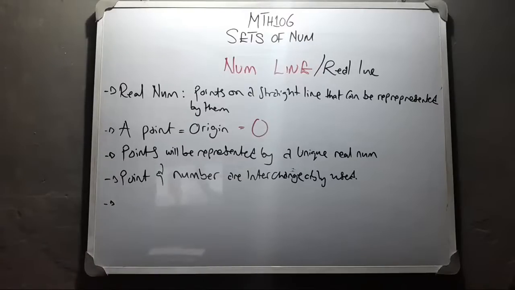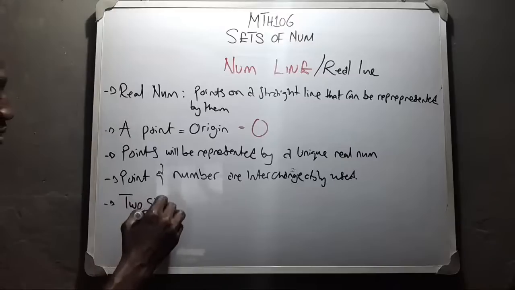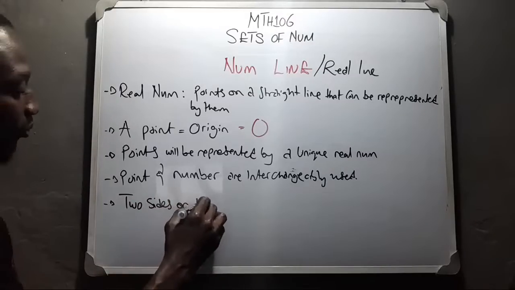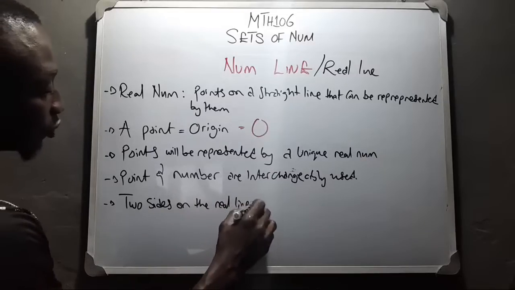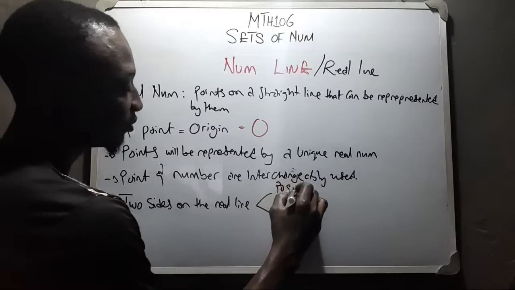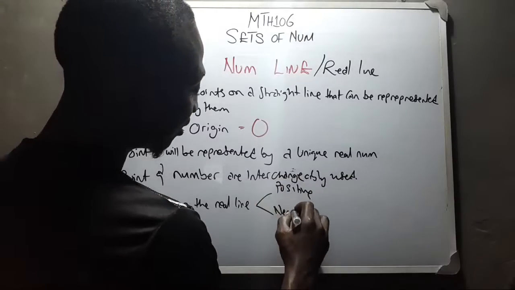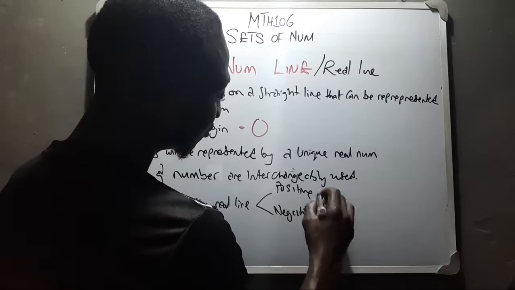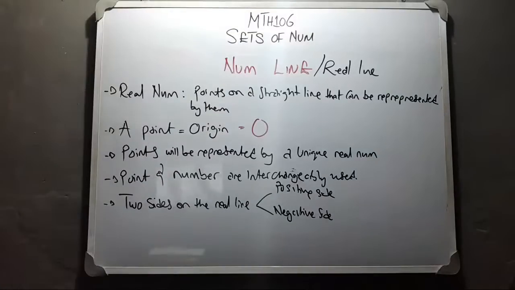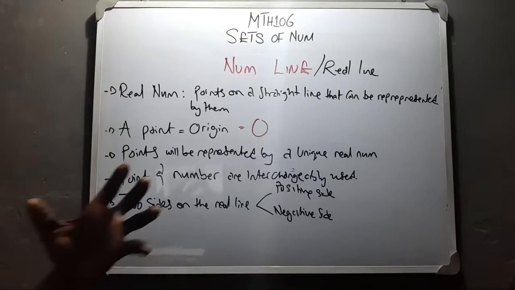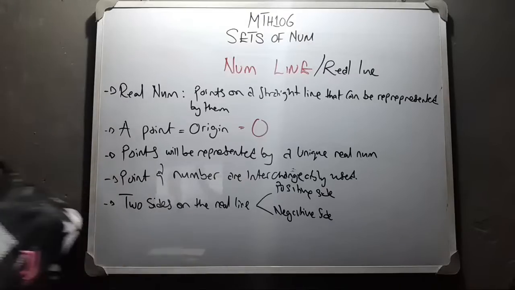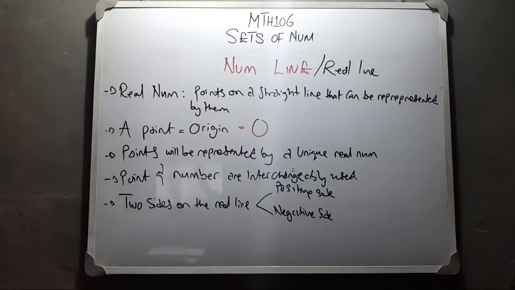Now there are two sides on the real line. We have the positive and we have the negative side. Now we'll get there. The numbers to the right side of O are referred to as the positive numbers, and the numbers to the left side of O are referred to as the negative numbers.